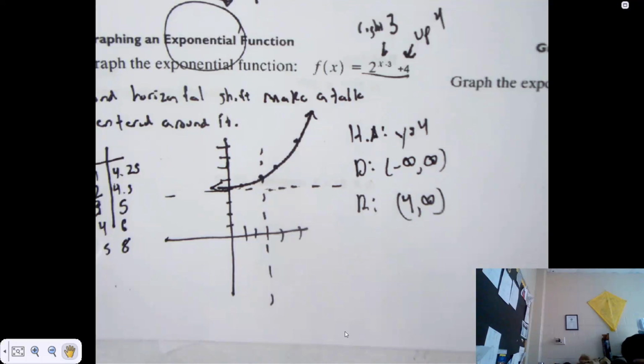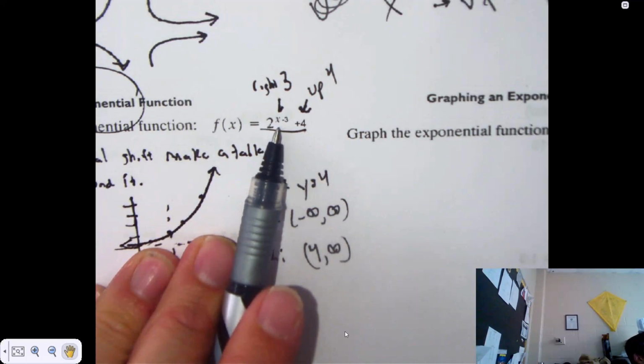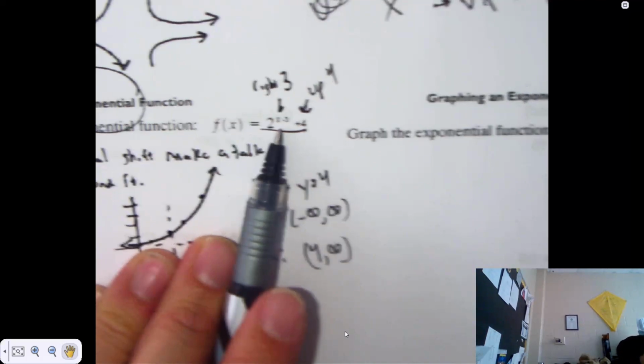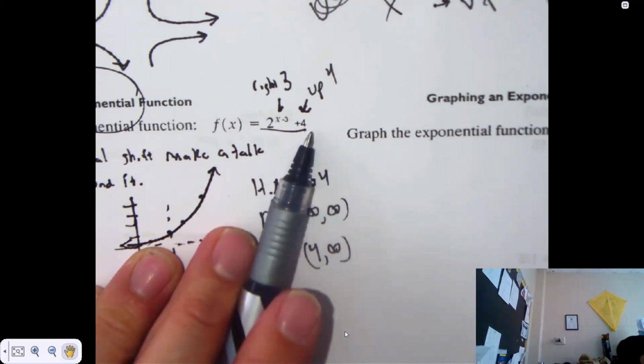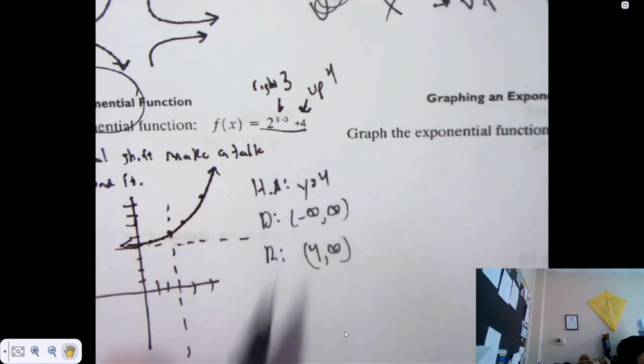Now, I didn't spend a whole lot of time going over whether it will ever hit 4. But if you let, I don't know, x be negative 97, you'd have 2 to the negative 100th power, right? That's 1 over 2 to the 100th power. And then you add 4. Are you still above 4? If you have 1 over 2 to the 100th power plus 4, are you still above 4?